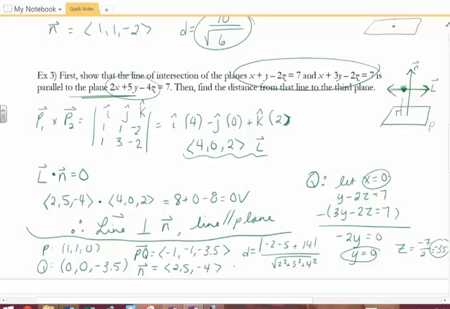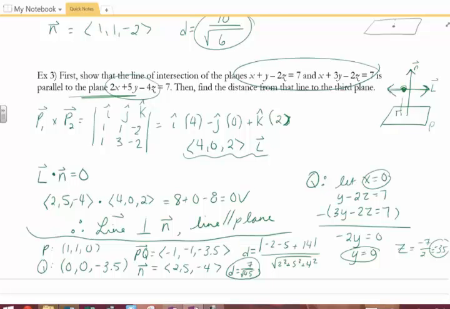I am running out of room. I'm sorry, this is so tiny. So let's see. 14 minus 7 is 7. And I have 25 plus 16 is 41 plus 4, I think, is the square root of 45. Whew! That's a lot of work. Okay? Hopefully that made sense. I'm sorry it was such a mess. I started running out of room here.